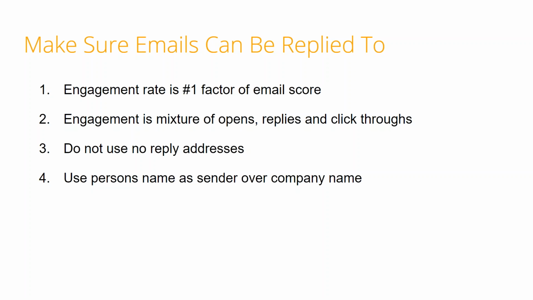So when you send out an email blast, engagement rate is a mixture of how many people open your email, how many people reply to your email, and how many people click through to your email. So these are really the three main stats that you want to be trying to improve month over month, quarter over quarter, year over year in your email stats.